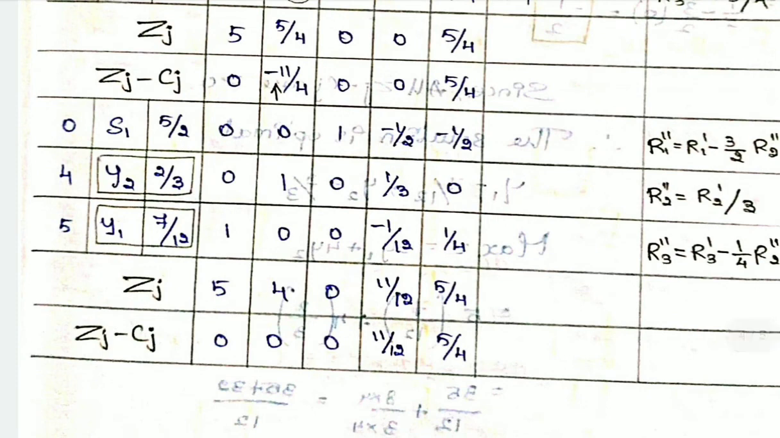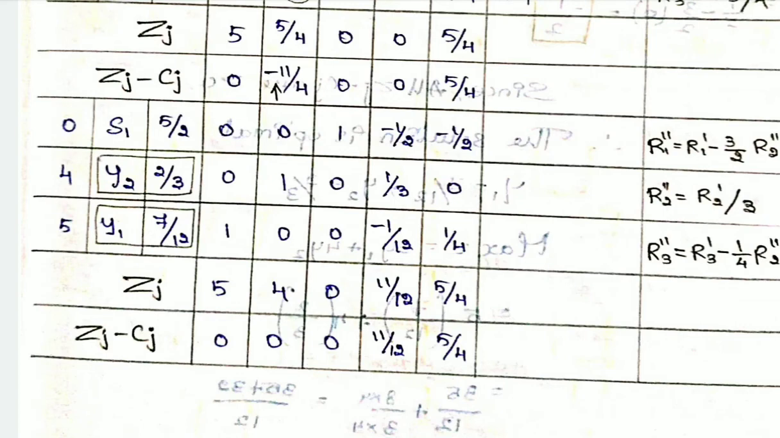Now we have to find out the ZJ value. So ZJ value will be 4 into 0 plus 5 into 1, 4 into 1 plus 5 into 0. These two values will be 0, so 4 into 0 plus 5 into 0 is 0. 4 by 3 minus 5 by 12. So taking LCM as 12, you have to simplify and fill the column.